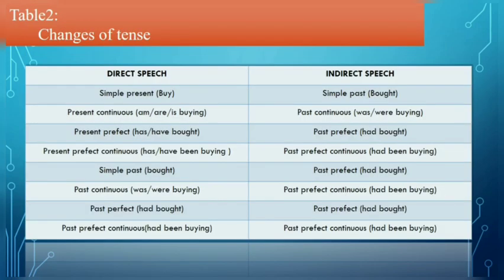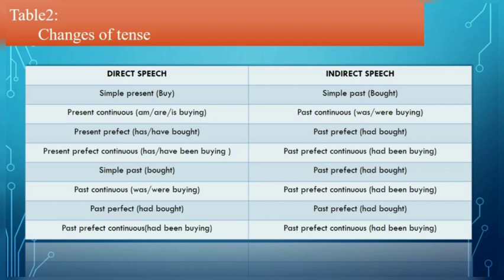Yeah, clear. And next, change of tense. In direct speech, simple present tense is changed into simple past tense. Present continuous is changed into past continuous. Present perfect is changed into past perfect. Present perfect continuous is changed into past perfect continuous. Simple past is changed into past perfect. Past continuous we change into past perfect continuous. Past perfect won't change; it stays past perfect. Past perfect continuous also won't change; it stays past perfect continuous.